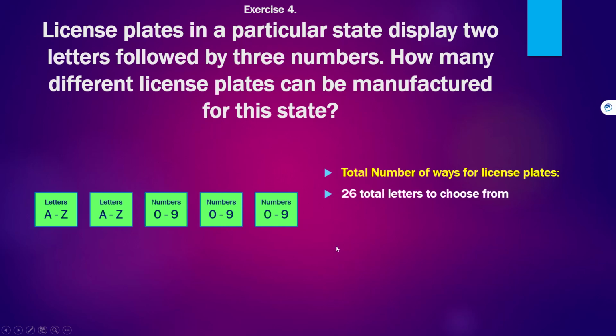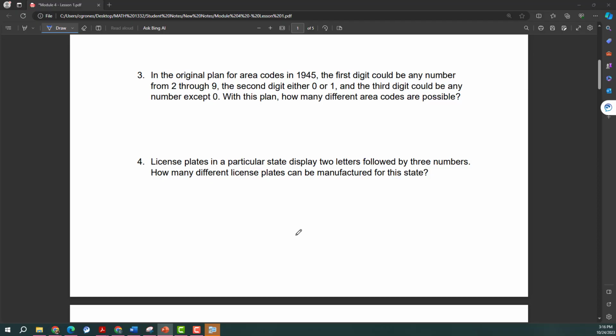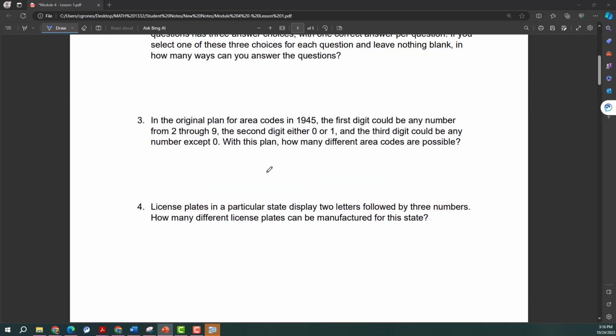So then for A through Z, okay, never mind. That just answered it. So yes, there's 26 letters, A through Z, so we would multiply 26 times 26 and then times 10 times 10 times 10, because there's 10 single digit numbers. You'll use this information later on whenever we start calculating probabilities.